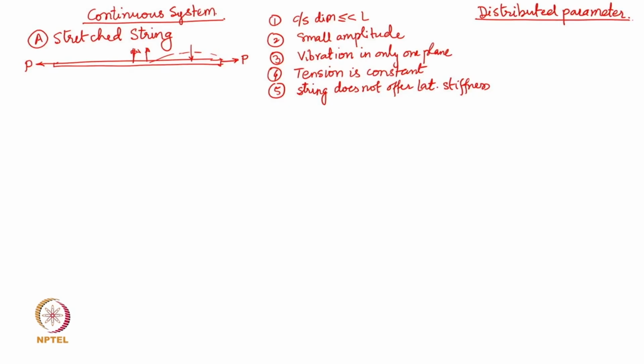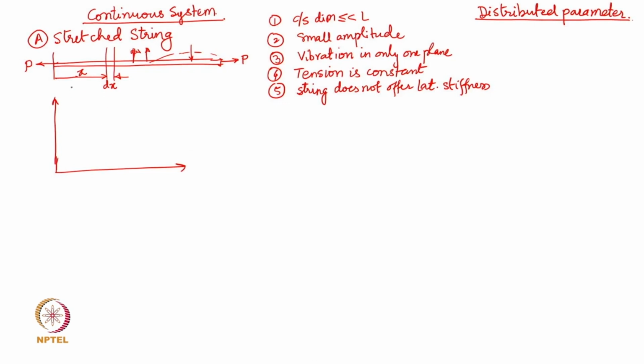So all the properties are going to be a continuous function of the coordinate x, which is along its axis. So in such cases, what we do is we consider a small element at a distance, let's say x, and that small infinitesimal element of length dx is going to be considered as an element under the action of a variety of forces.